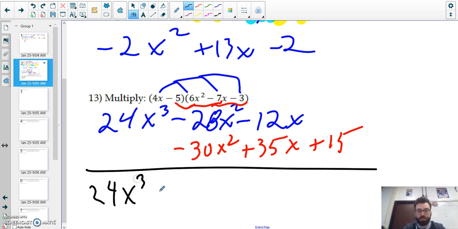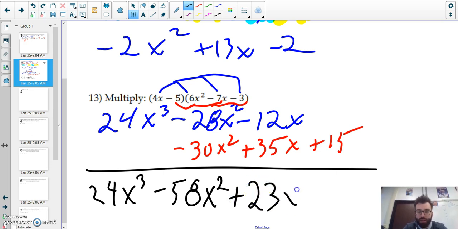24x cubed, negative 28 and negative 30 give me negative 58x squared. Negative 12 and 35 gives me positive 23x, and then the 15 just comes straight down. Wow. 4 terms. Degree 3, leading coefficient of 24, in case you were checking at home, or in case you were wondering.